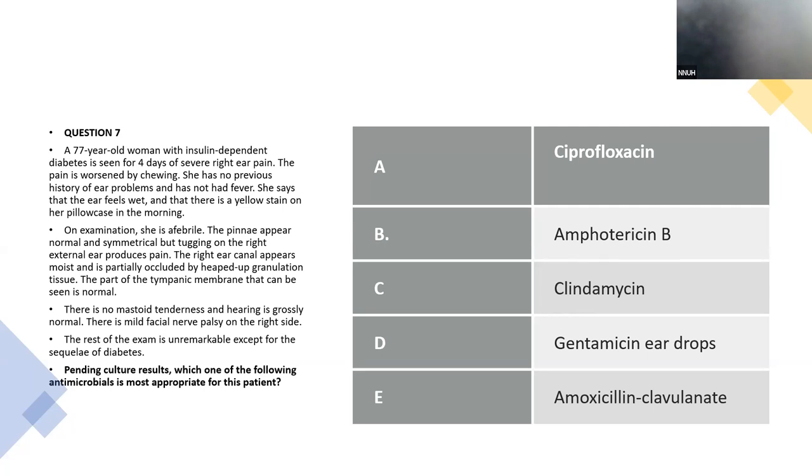The right ear canal appears moist and is partially occluded by heaped up granulation tissue. The part of the tympanic membrane that can be seen is normal. There is no mastoid tenderness and hearing is grossly normal. There is mild facial nerve palsy on the right side. The rest of the exam is unremarkable except for the sequelae of diabetes. Pending culture results, which one of the following antimicrobials is most appropriate for this patient?